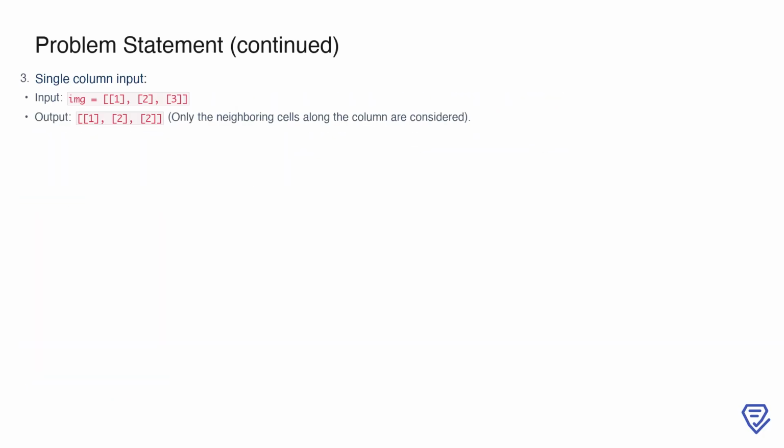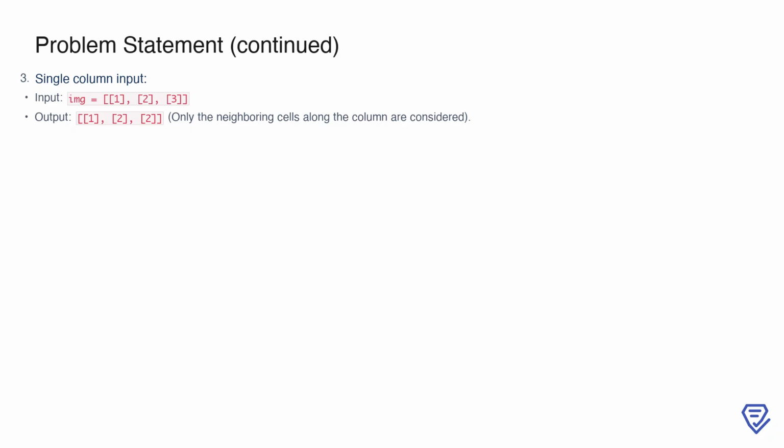Finally, let's address some edge cases. If the input matrix contains only a single cell, such as IMG equals 5, there are no neighboring cells to consider, so the smoothed value is simply the value of that single cell, resulting in an output of 5.